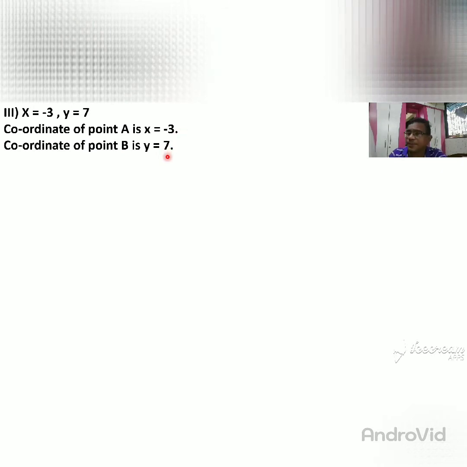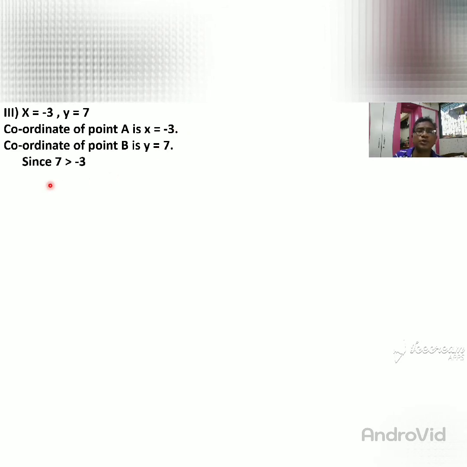I already explained in the last problem that a positive number is always greater than negative numbers. So 7 is positive and 3 is negative. So remember that 7 is greater than minus 3. Why is 7 greater than minus 3? Because 7 is positive, 3 is negative. So 7 is greater. So you want to find the distance A comma B.